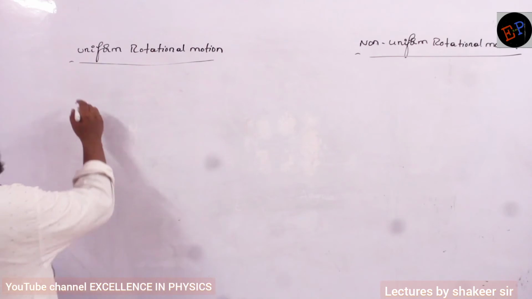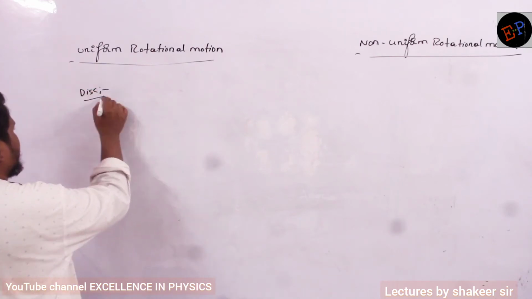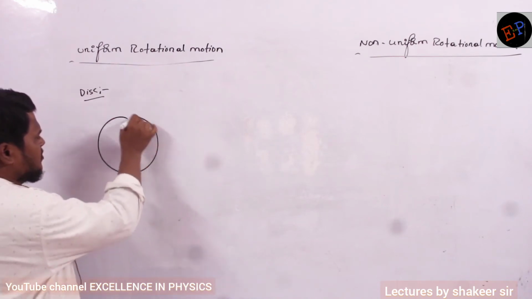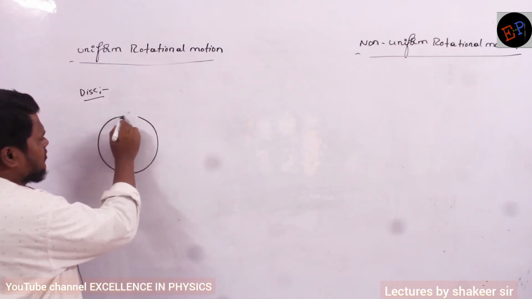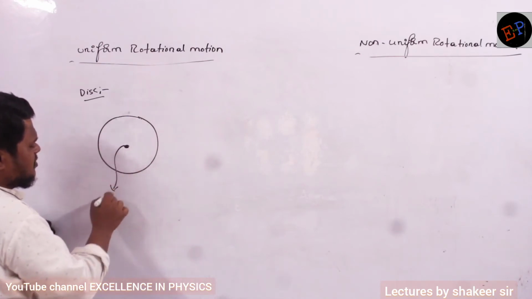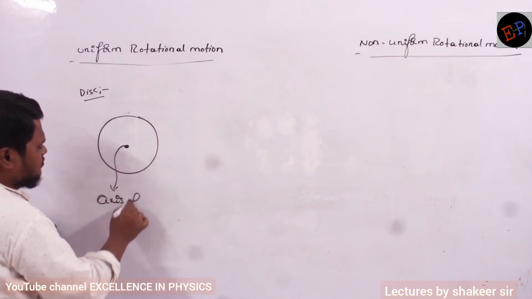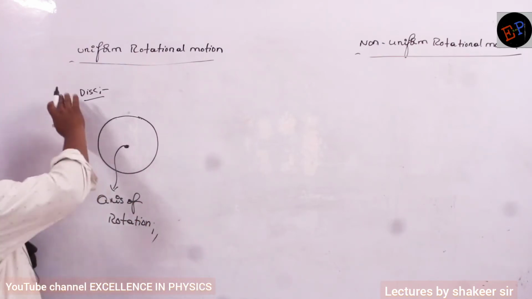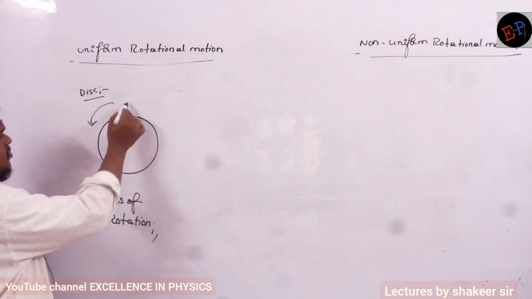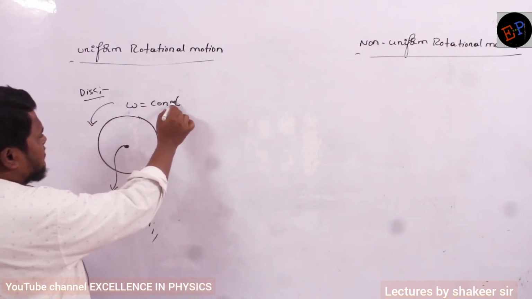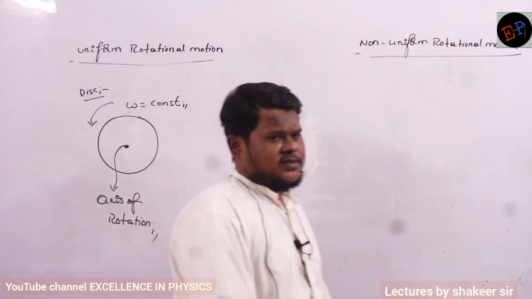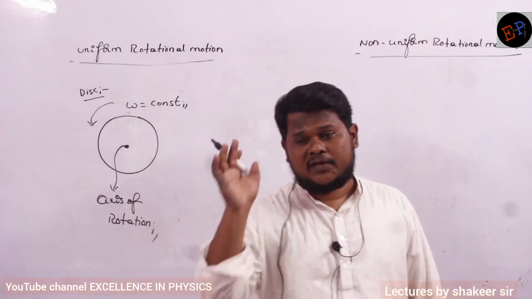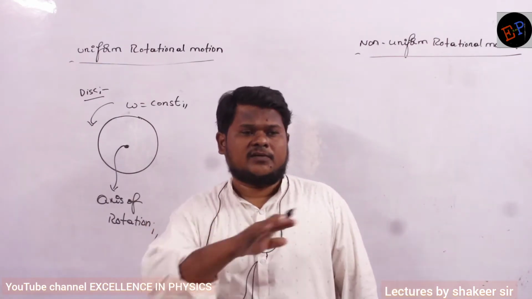Clear? For example, let us take a disk. Disk is a rigid body, disk. So this disk is rotating about this central axis. Okay? This is what? This is the axis of rotation. So it is rotating with uniform rotational motion. It means omega value is a constant. Understood now? Omega is a constant. What is omega? Angular velocity. V means linear velocity. Omega means angular velocity. Angular velocity is a constant.